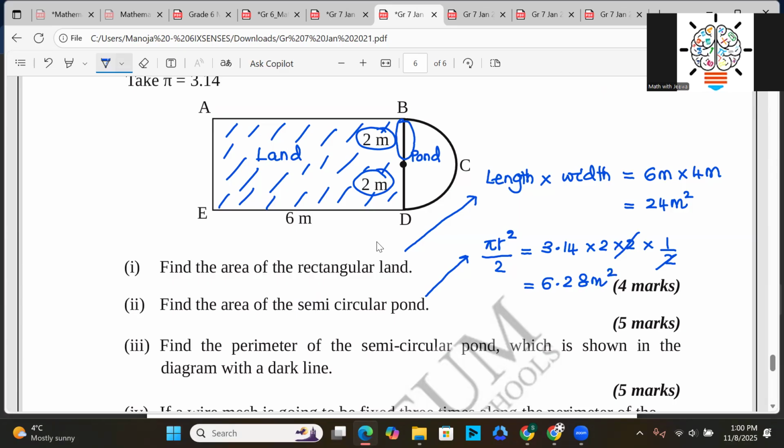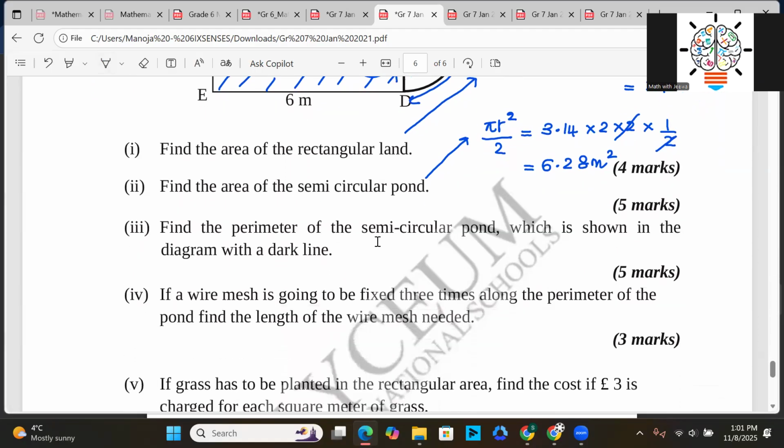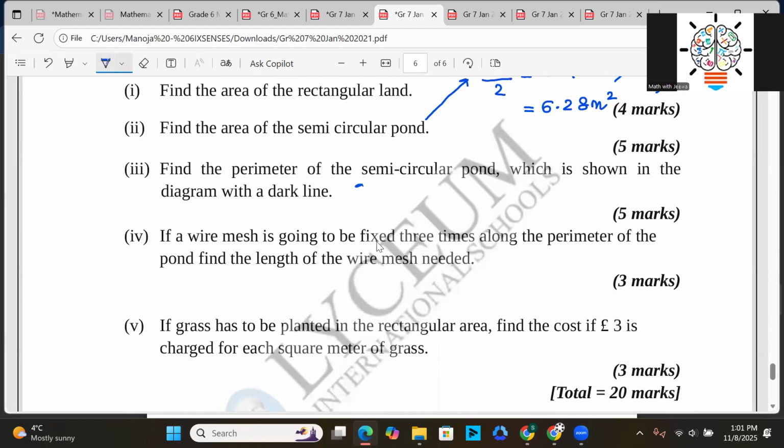Find the perimeter of the semicircular pond, which is shown in the diagram with a darker line. Now you want to find the perimeter of the semicircular pond. Now hope you can remember, when you have something, you start from one corner and you get the curve path, and then you get the straight line like this, right? The curve path, how do you find that? 2πr is the whole thing. And here I have only half of that. I divide it by 2.